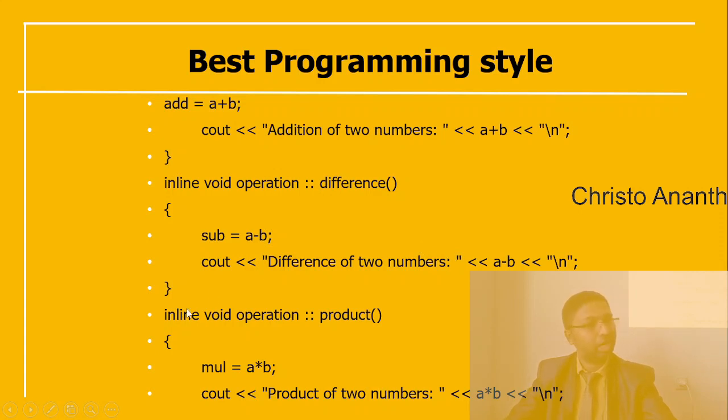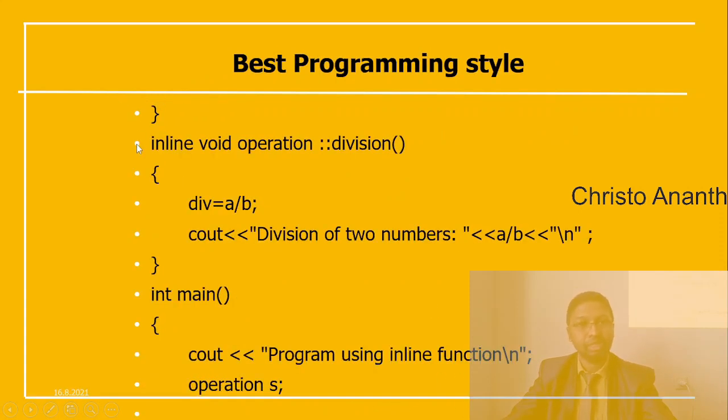Then inline void operation product. So we already defined mul. So mul is equal to A multiplied by B. So cout, you are going to print product of two numbers, which is nothing but A multiplied by B. And similarly inline void operation division. So div is equal to A divided by B. This one, you remember, is a floating data type. So cout, division of two numbers is nothing but A divided by B.